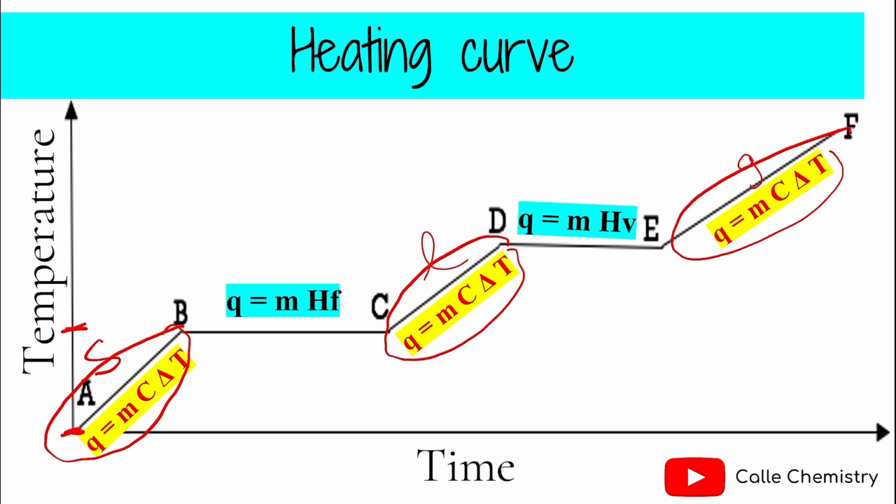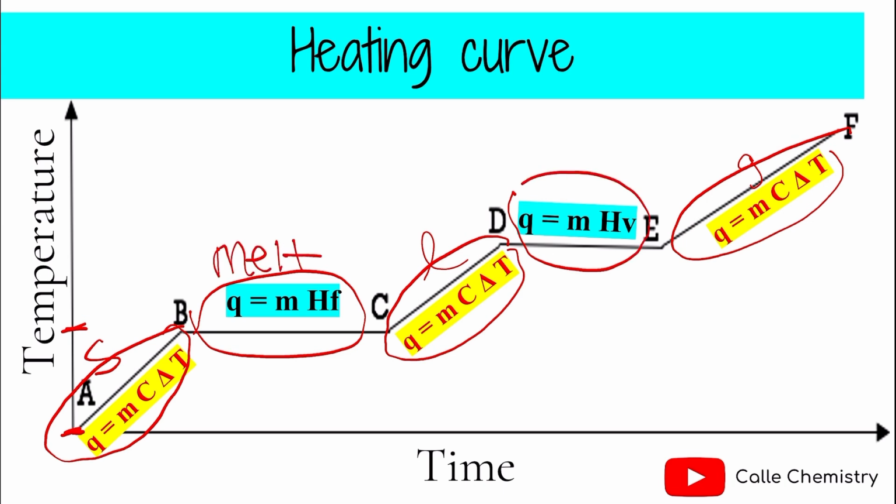When the substance is going through a phase change, so for instance, this would be melting, and this would be boiling, the temperature is not changing. So for BC, when it's melting, we're going to use the heat of fusion equation. When it's boiling, we're going to use the heat of vaporization equation.